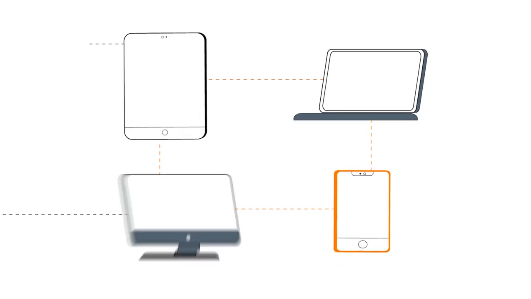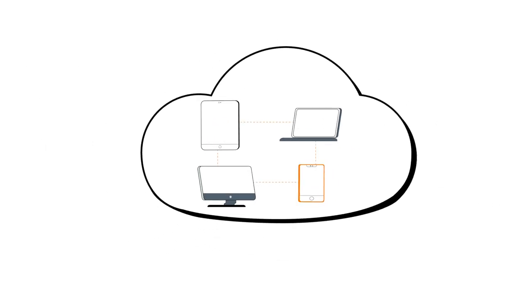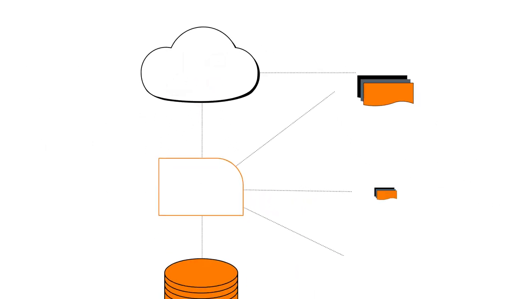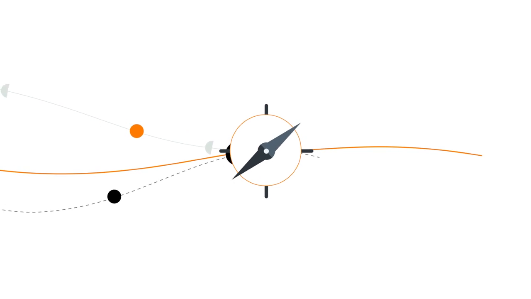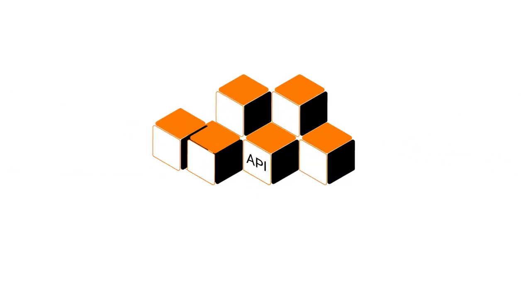WSO2 API Manager's flexible deployment model lets you access and control your data wherever it may live. In your private data center, in a hosted cloud environment, or in a distributed infrastructure like Kubernetes, our cloud-native API micro-gateway allows you to intercept both north-south and east-west traffic going into your existing microservices.